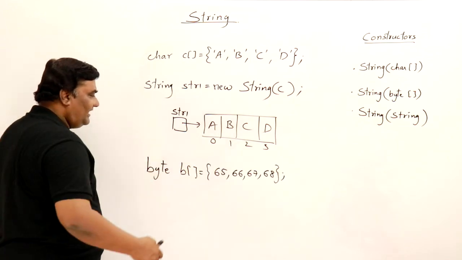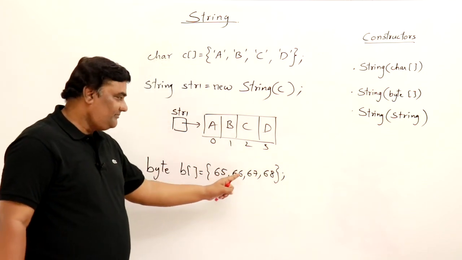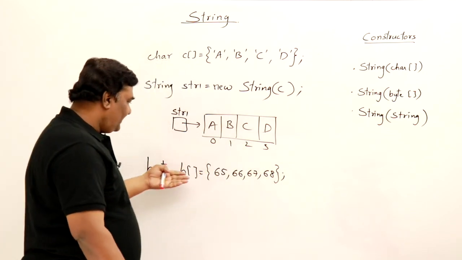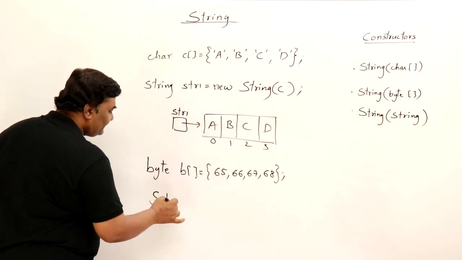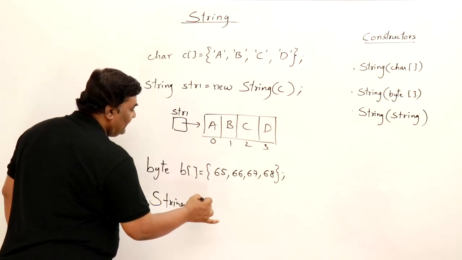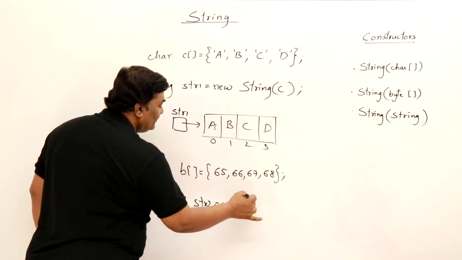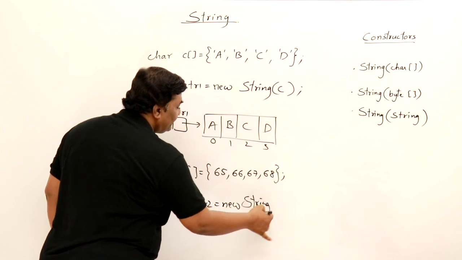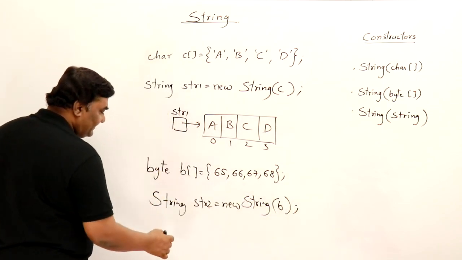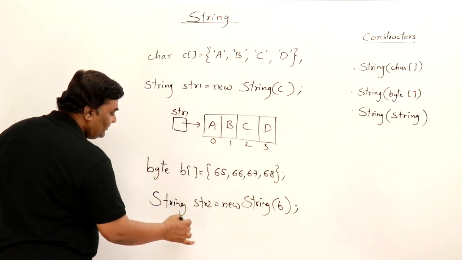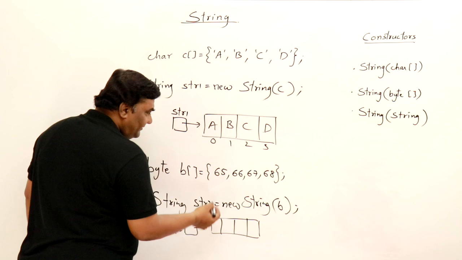This is a byte array having ASCII codes for English alphabets, capital A, capital B, capital C, capital D. Now by using this byte array, in a similar fashion, I can create a string. I'll call it str2, then assign new String. This is a constructor. Now to this pass an array B, that is the byte array. Then this str2 reference will be referring to this object of string containing alphabets.